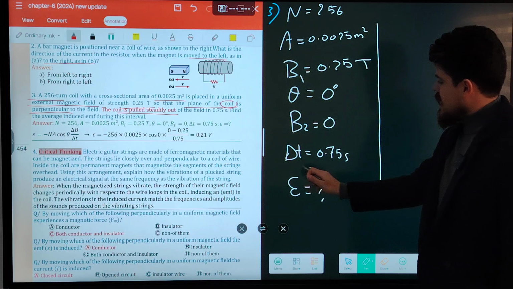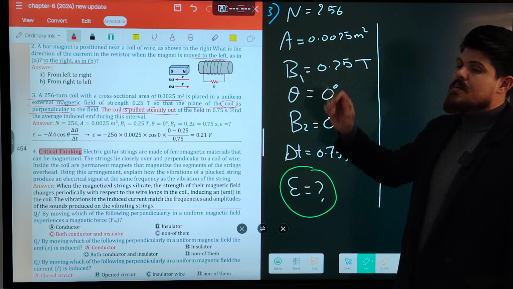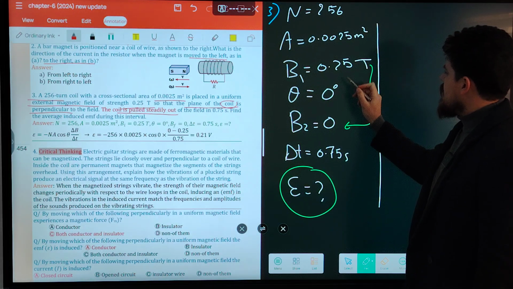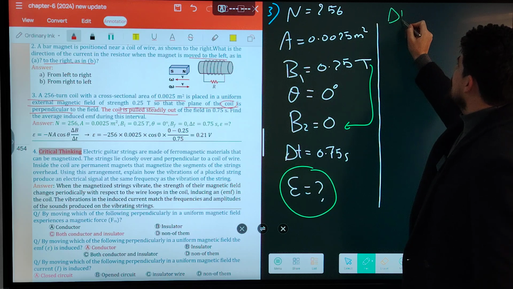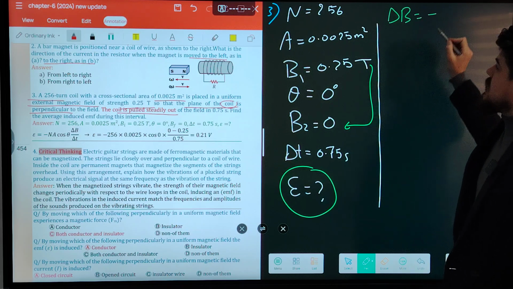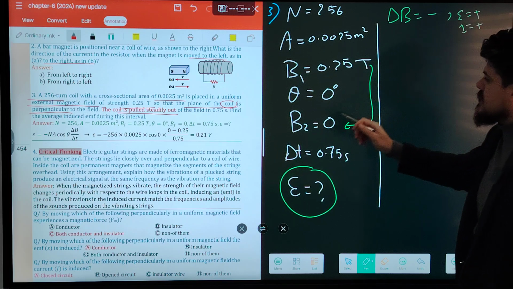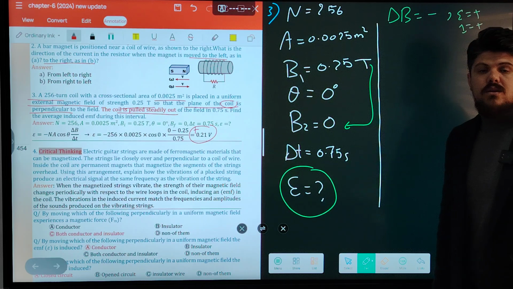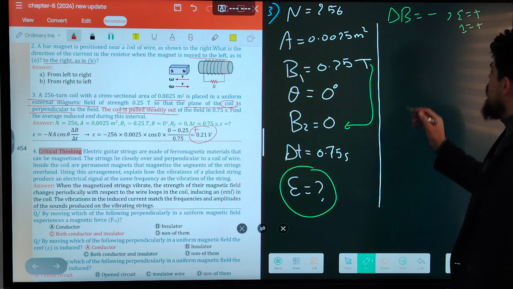What is unknown? EMF. So in this question, area or magnetic field changes. The magnetic field changes from 0.25 to 0, so the magnetic field decreases. If the magnetic field decreases, delta B becomes negative. When delta B is negative, EMF is positive, current is positive. Without solving, you can know that this is positive. The final answer of EMF must be positive because delta B decreased.